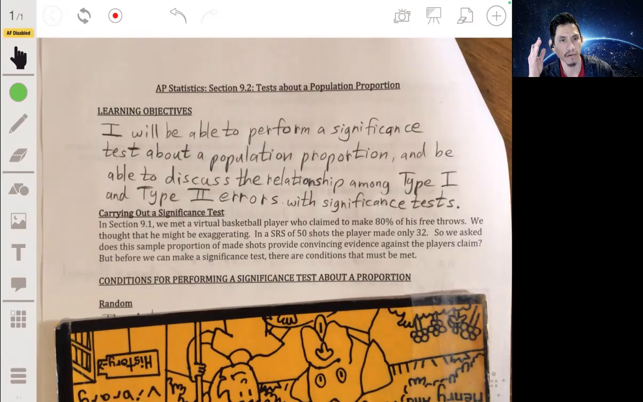Okay, so now we're going to go into how we actually conduct significance tests, and we're going to focus on population proportions in this section. And then we're also going to go more into some of the concepts in how type 1 and type 2 errors tie into significance tests. And we're also going to look at confidence intervals and power.